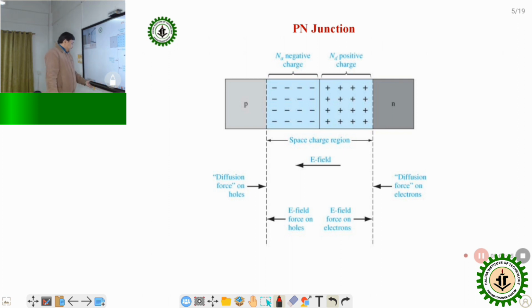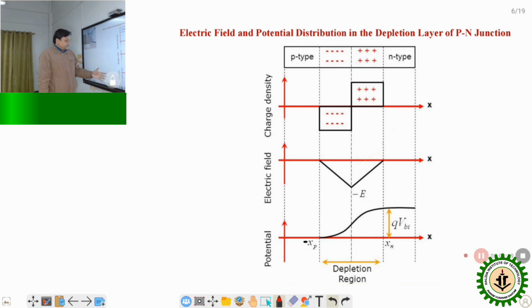In the space charge region, the distribution of the charge, the electric field and the potential is like this. Here positive charge is distributed on one side and negative charge on the other. Similarly the electric field is distributed in the space charge region, or depletion region, where the electric field is maximum at the metallurgical junction. If we consider the metallurgical junction as 0, the edge of the depletion layer is at xn on the N side and minus xp on the P side. This distance is the width of the depletion layer.